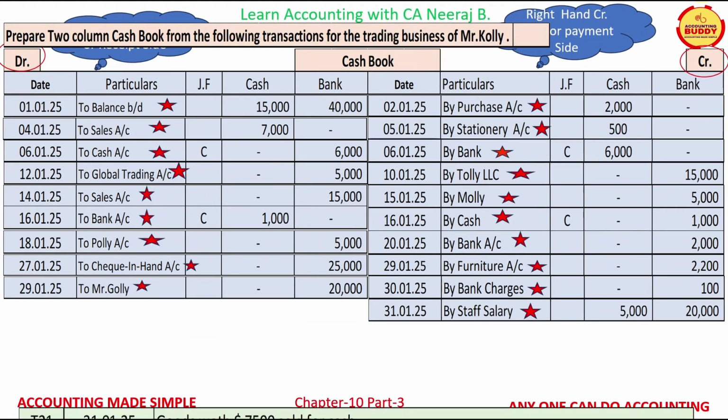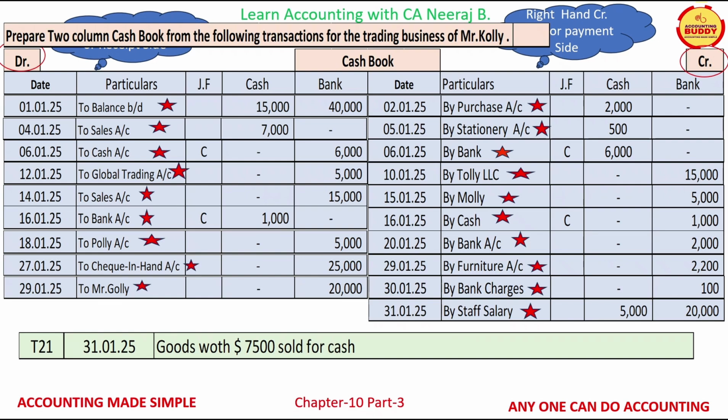Transaction T21 is on 31st January 25, business sold goods in cash for $7,500. Since it is a receipt transaction, it will be recorded in the cash column on the left-hand debit side of the cash book for $7,500 on 31st January 25 by writing the words to sales account.